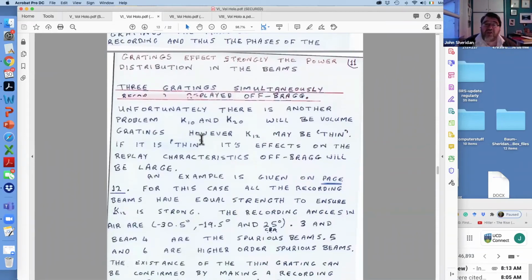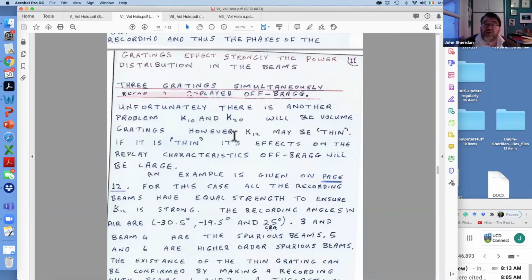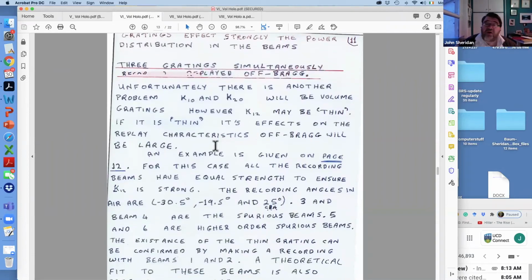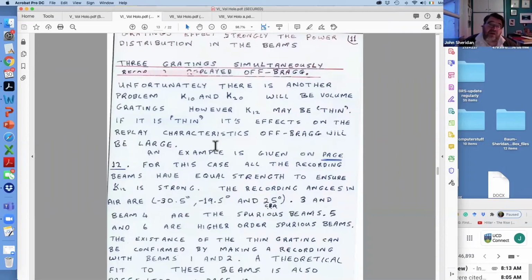Unfortunately, there is another problem. K01 and K20 will be volume gratings, whereas K12 may be thin. So we have this multiple recording, and we can have a strong grating between the strong beam and 2 weak beams. We'll have relatively strong grating. Between the 2 weak beams, we will have a grating vector, but it may be a thin grating vector. It may produce a thin grating. So we have a mixture now.